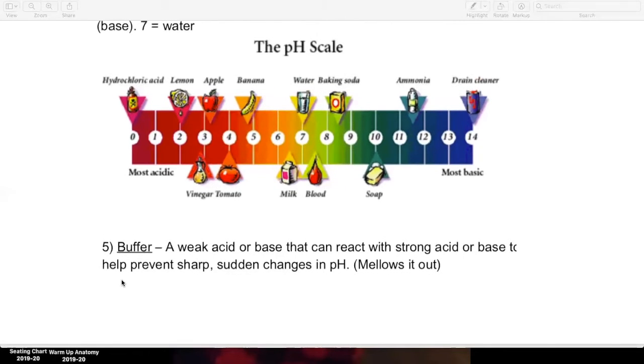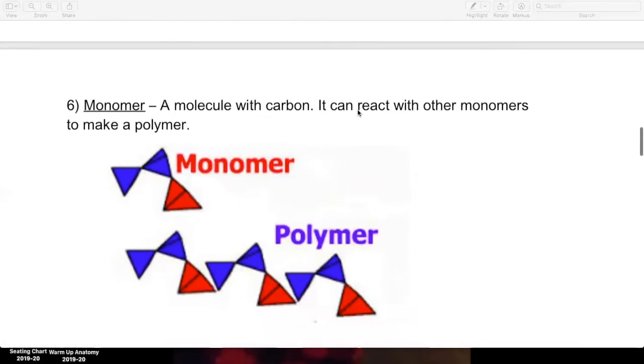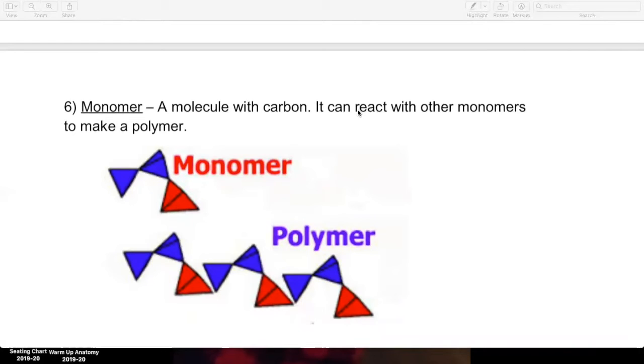Why is this a property of water? Because water is the universal buffer. I can keep adding water to hydrochloric acid, or I can keep adding water to drain cleaner. And either way, it'll cancel it out. You just need a lot of it. All right, so that's it for water. We'll talk more about that in the next set of notes.